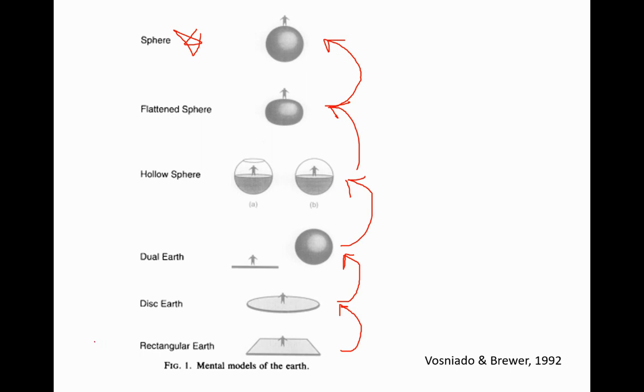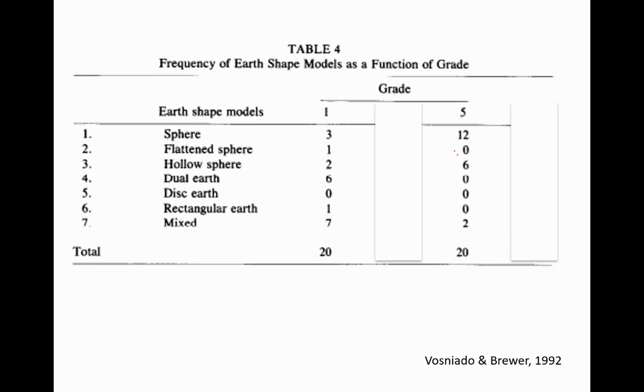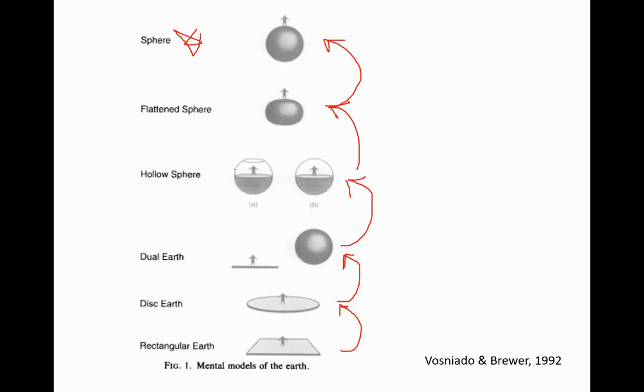And so when they looked at first through fifth graders, and I'm just showing the first and fifth grade data here, what they found is that by fifth grade, most of the kids said that the Earth was shaped like a sphere. This meant that all of their interviews and their drawings depicted the Earth like a sphere. We still have some of the kids following this hollow sphere, which is this one here. They described the Earth as a sphere, but they talk about people standing up straight in the middle.